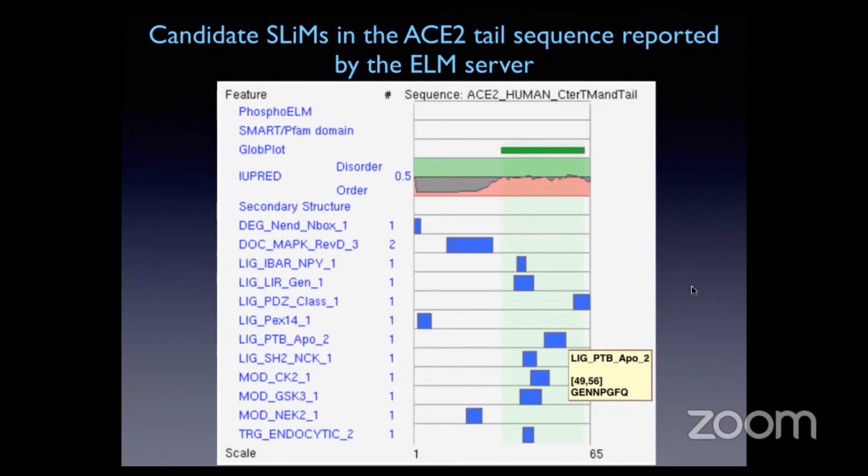And as soon as I saw this, I was very interested, because I know that that's a relevant motif, that's a relevant motif. The one I've highlighted, the PTB-APO, is a relevant motif, the SH2 NCK is a relevant motif, and the endocytic target motif. All of these would be interesting candidates.